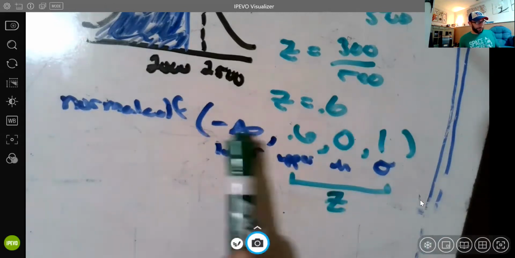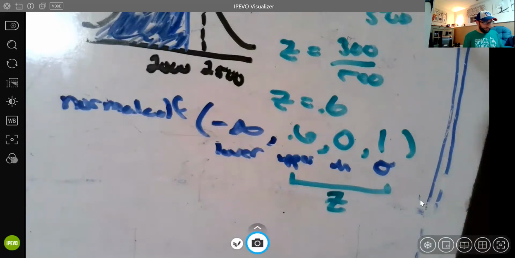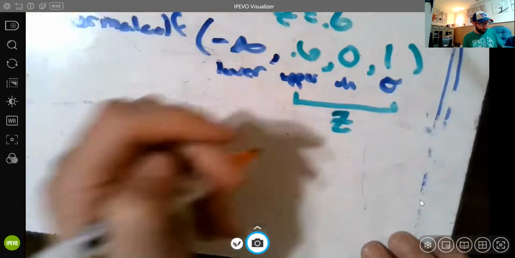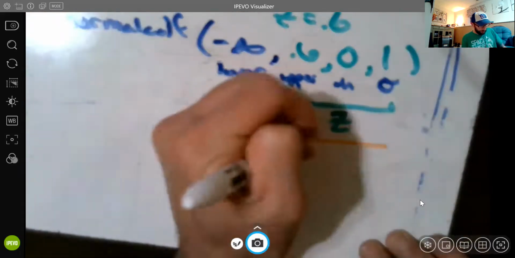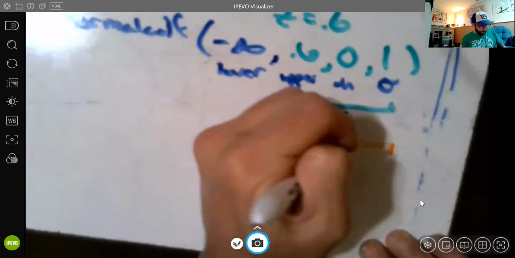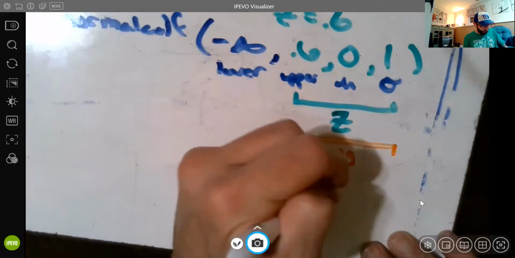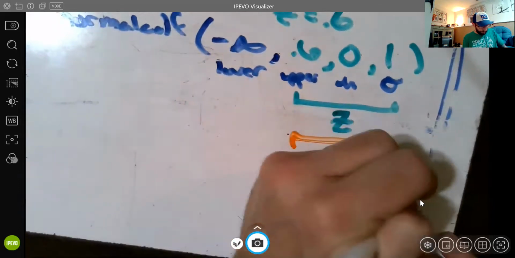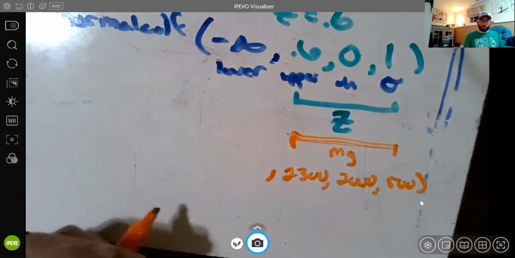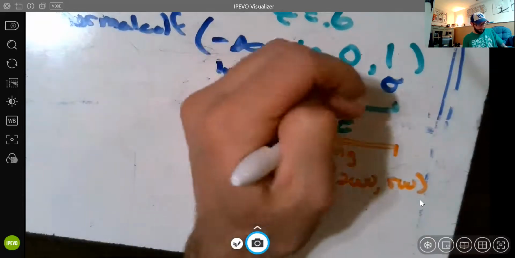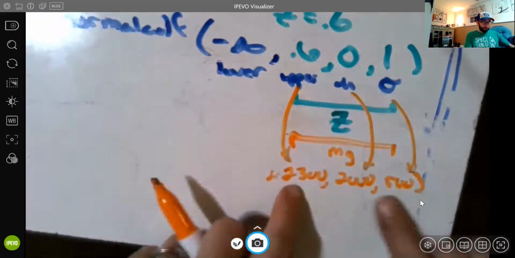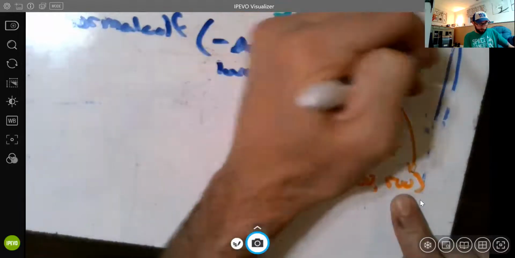So this is just another way. If we label everything in terms of sodium contents in milligrams, then these last three numbers are 2,300, 2,000, and 500. Just a different way to identify the bounds. We can label them in terms of sodium or z-scores.